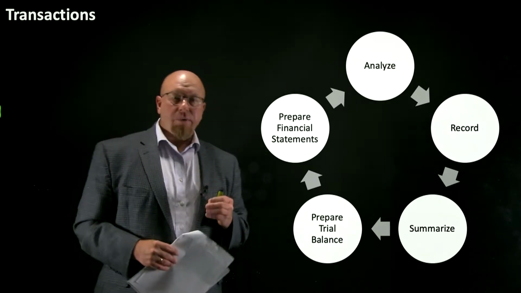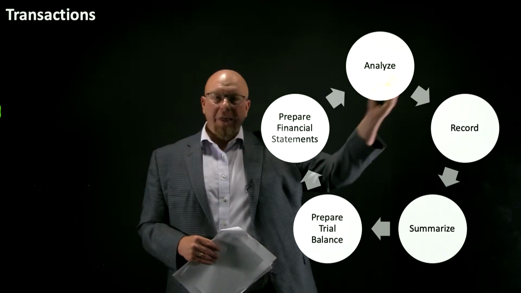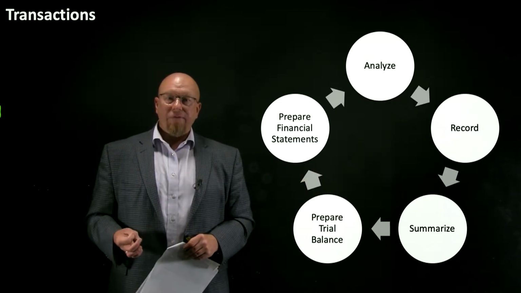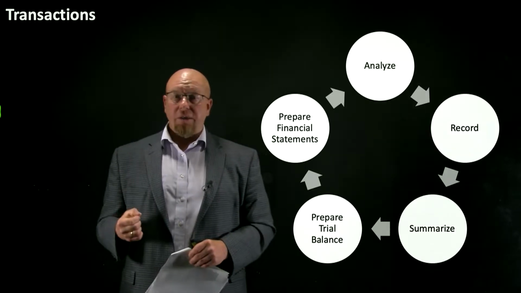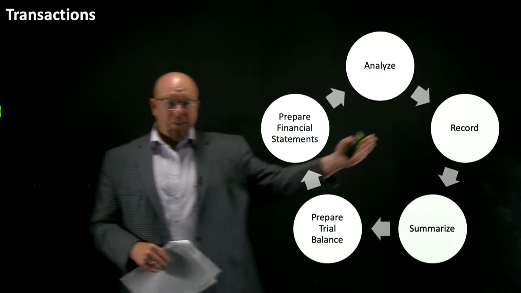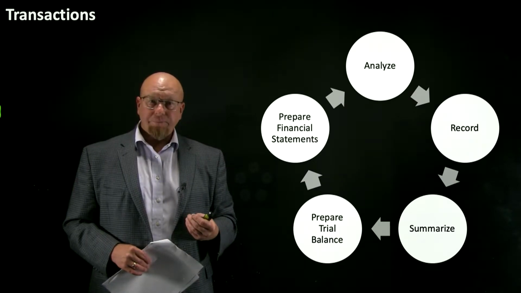The basic process we're going to use is to take a look at transactions and, first of all, analyze the transaction. Figure out what's happening, figure out which accounts need to be affected. Do those accounts need to increase or decrease? And then we can record the transaction by increasing or decreasing the affected accounts.